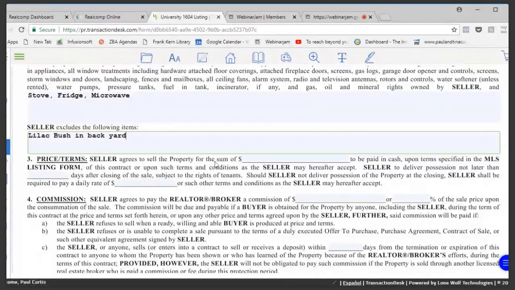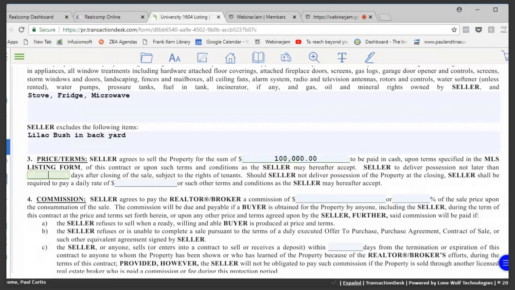Next, price. What is the price you're going to list this house for? We'll say we're going to list this house for $100,000. That's all you need to do. When you tab, it will format it like that.